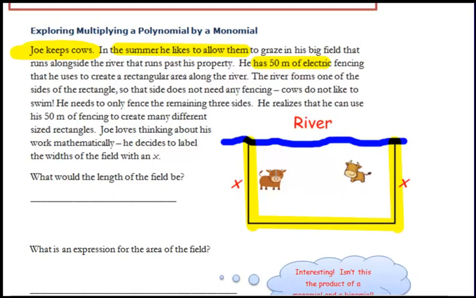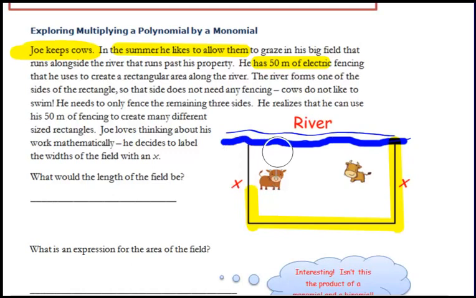And he's only going to fence off three sides, because guess what? The river that runs along here, like this, is acting as one side, and apparently cows are scared of the water, so they're not going to get into the river. So he's going to use his 50 meters of fencing to fence off three sides like that.